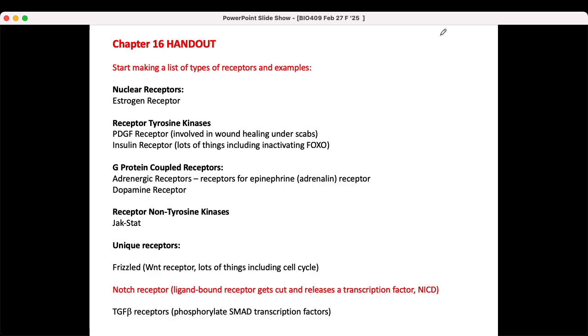One time a bunch of students and I were down there touring it, and one of the scientists said, everyone in this building studies notch.